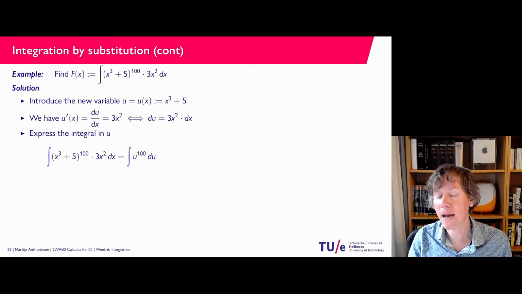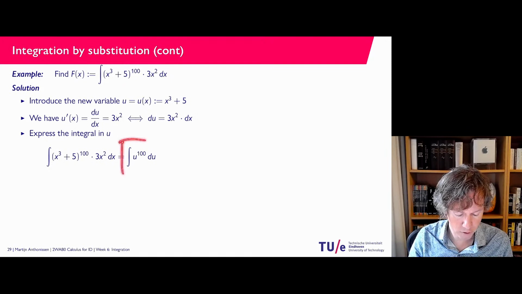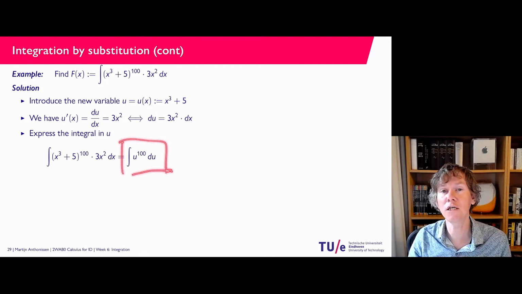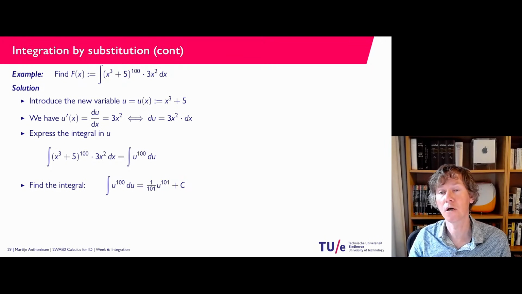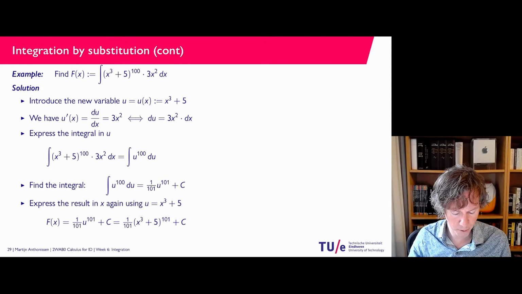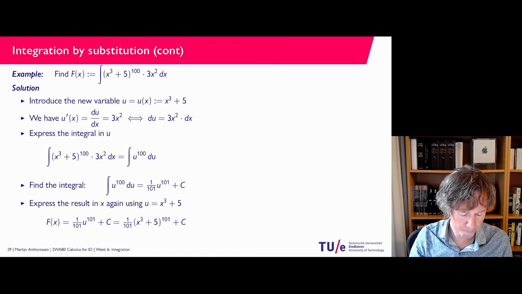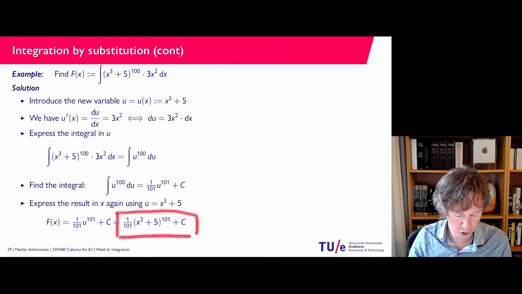Forget everything that happened so far, just look at this thing that we need to find. Well, it's easy to find a primitive function there. So a primitive function is u to the power 101 over 101 plus a constant. And now we substitute the original definition for u back. u is x to the power 3 plus 5. So apparently the answer to the original question is this thing.